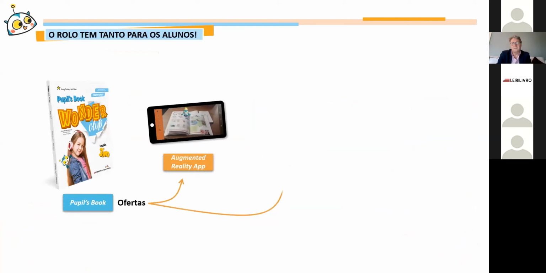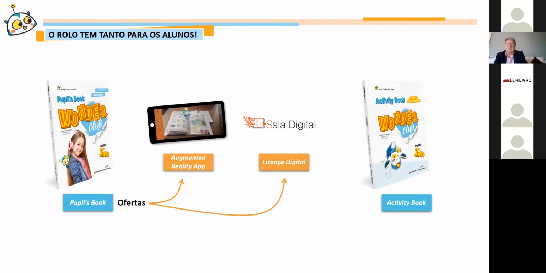Okay, so this is basically our offer to you. It's the pupils book, the augmented reality app, the digital license platform. And you've seen what a fantastic tool that is, in terms of supporting the children, so that you communicate with them, more homework, more exercises. They send things back to you. You can organize chat. That program can be linked to all of the Googles and the Teams platforms for delivering lessons. And our offer is also the activity book.